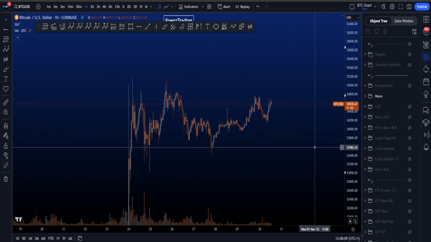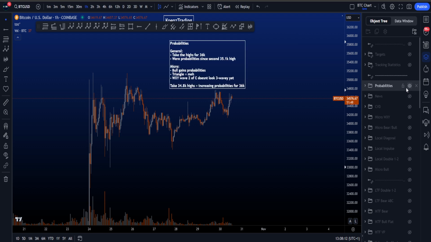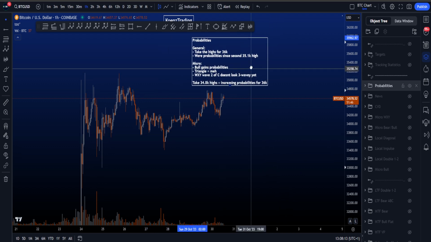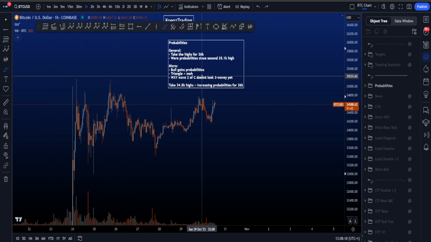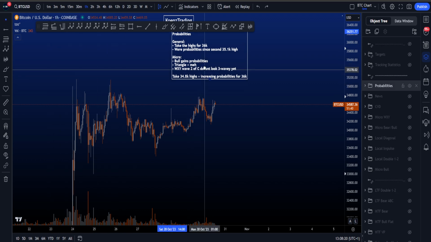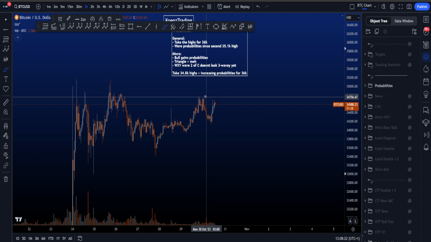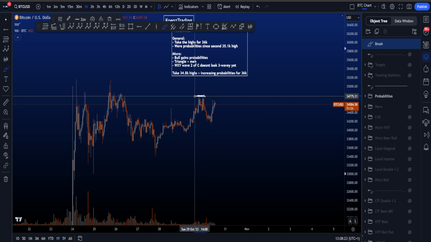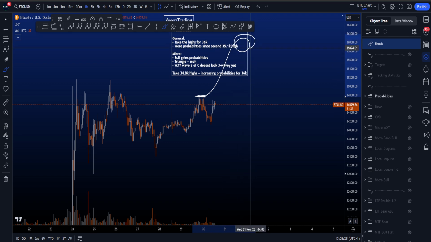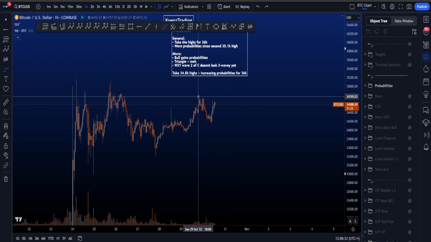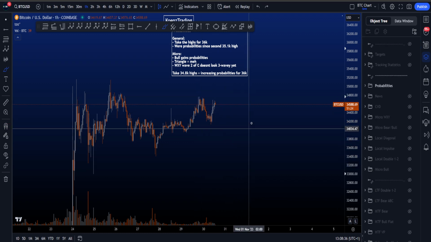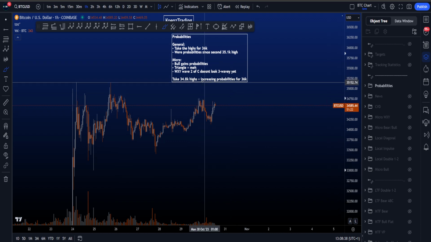If we then finally look at the probabilities of the different scenarios, then in general, we are looking for the double top to be taken. Right, that is very, very important in this range. Now, if price can take these highs, the 34.8K high, probabilities will increase for 36K. As long as price does not take these highs, the probabilities are also still there for that wave Y to the downside in the wave C, 1, 2, 3, 4, 5. So that's something we have to keep in mind.